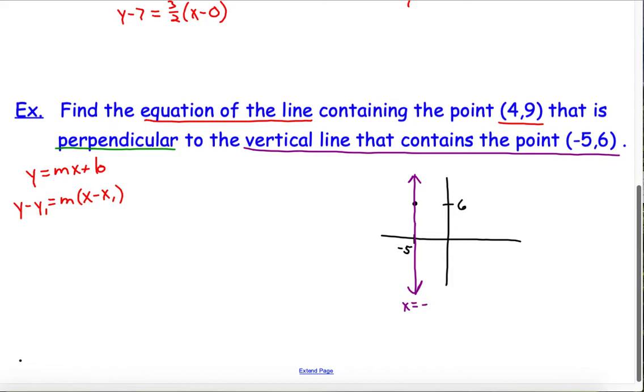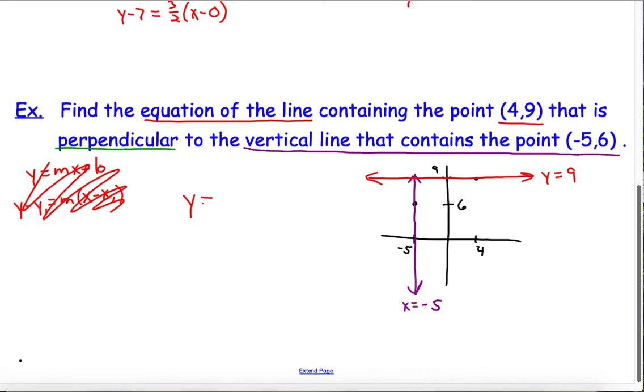Now I want a line that's perpendicular to this that goes through the point 4,9. So where's 4,9? That's going to be maybe right up about here. Let's say that's 9 and that's 4. All right, and so if it's perpendicular, a vertical line, then perpendicular to a vertical is going to be a horizontal line. It's going to be that one. And what's the equation of a horizontal line? Well, that would be y equals 9 in this case. So I didn't need to approach this the same way I did the last two problems. My answer is just y equals 9.